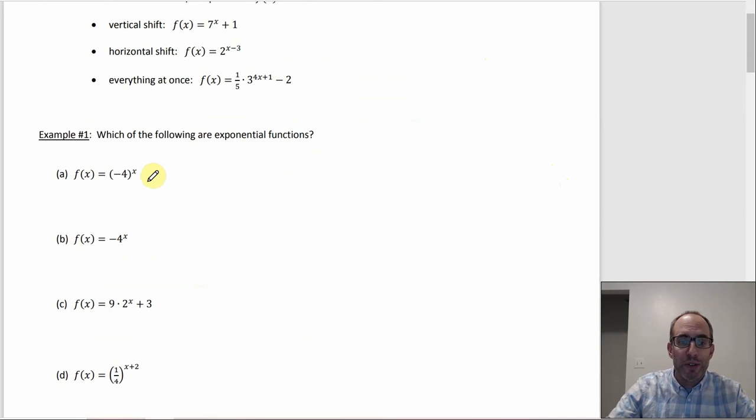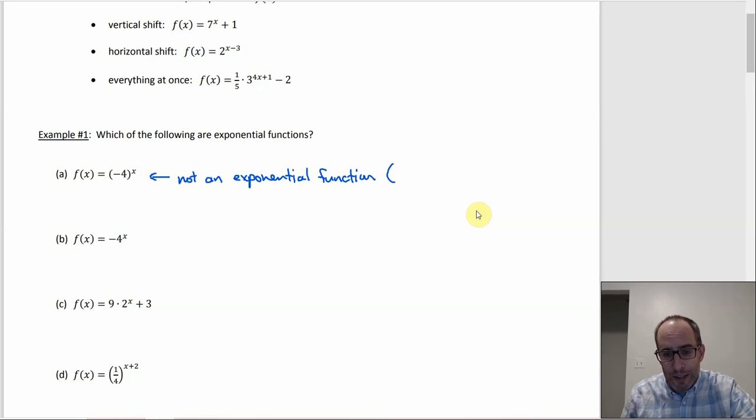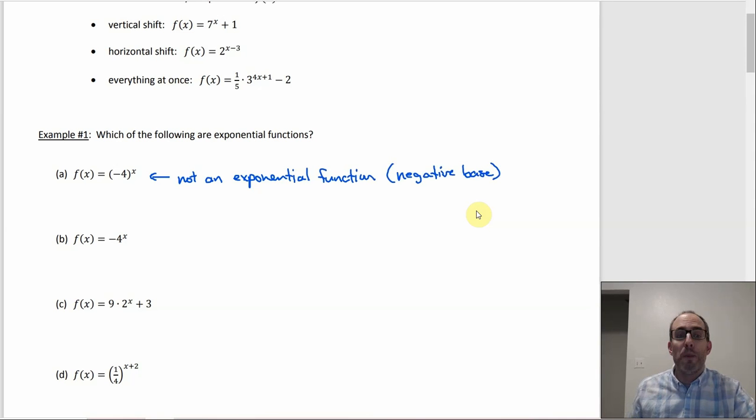So looking at a, that's the problem. With negative 4 raised to the power of x, the base is negative 4. So this one is not an exponential function. The reason why not is because there is a negative base. The base is negative 4, that's a negative number, and that's the thing we can't have.